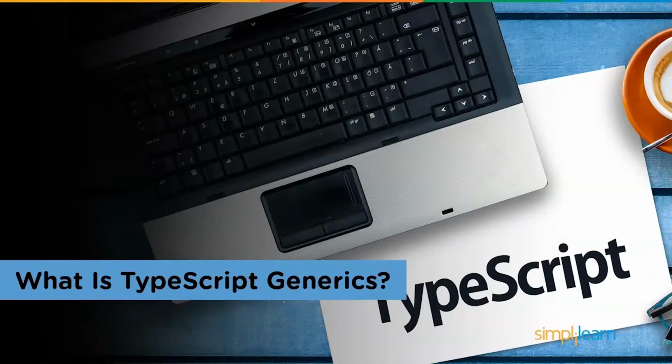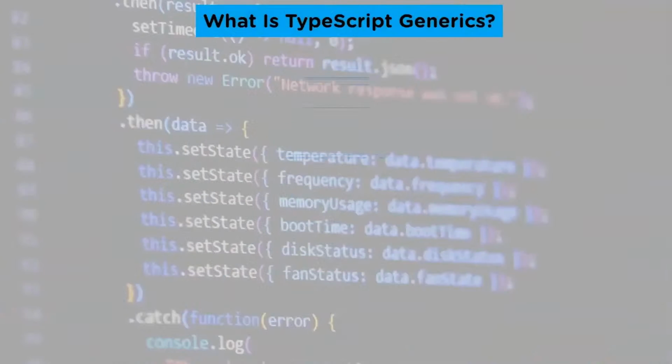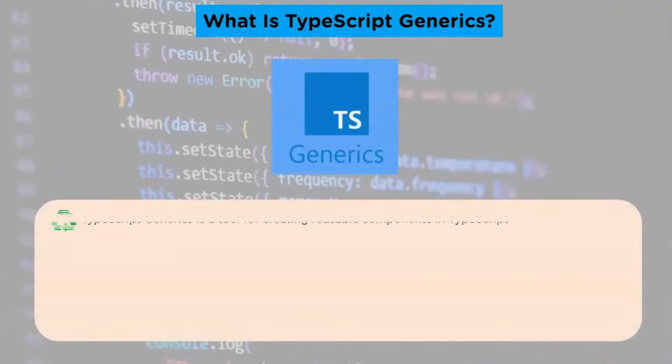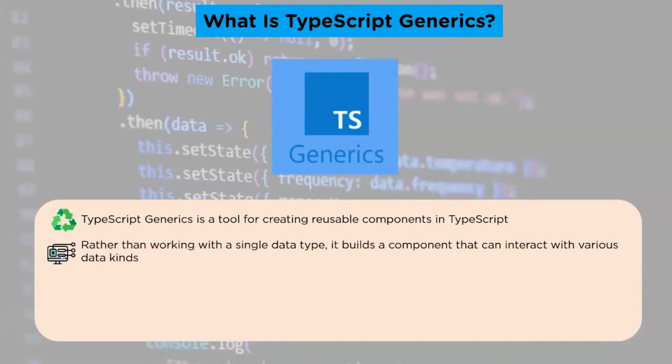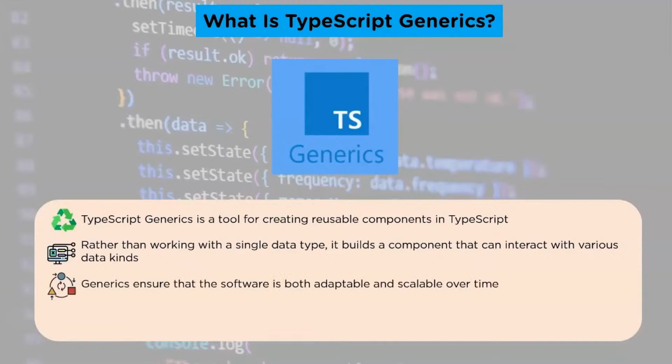What is TypeScript Generics? TypeScript Generics is a tool for creating reusable components in TypeScript. Rather than working with a single data type, it builds a component that can interact with various data kinds. It enables users to consume these components while also using their own kinds. Generics ensure that the software is both adaptable and scalable over time.